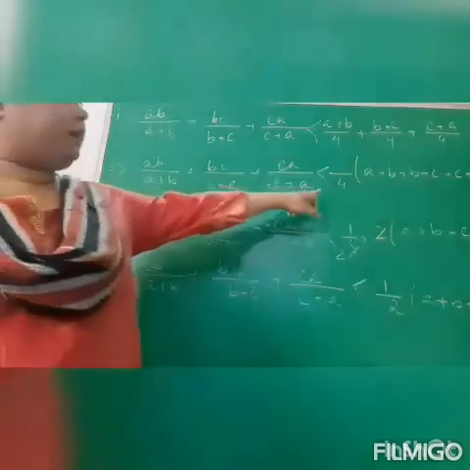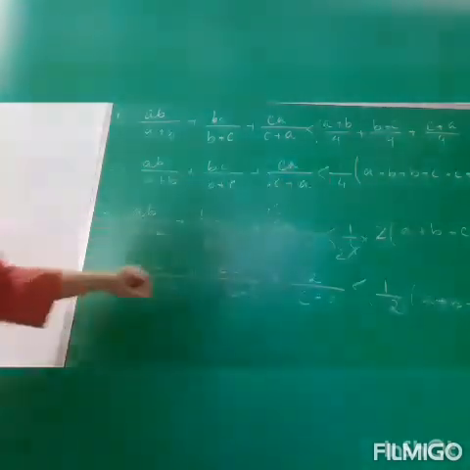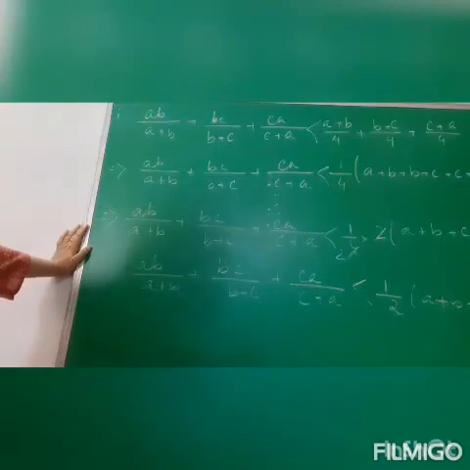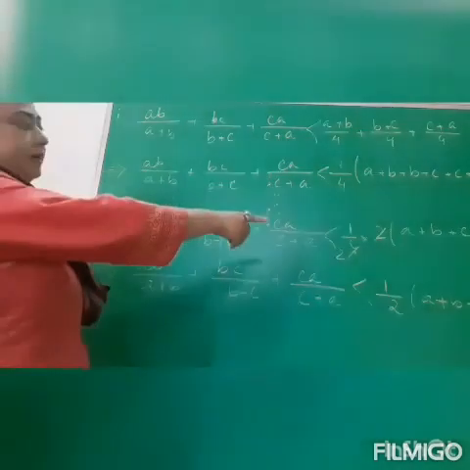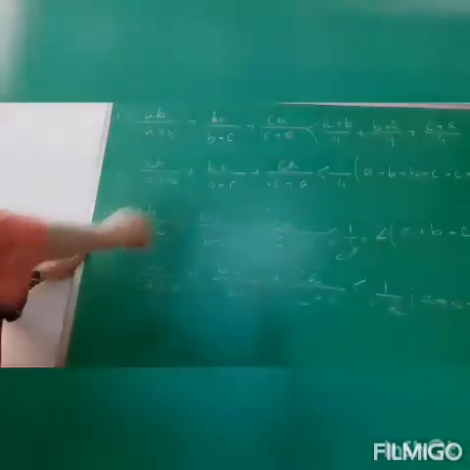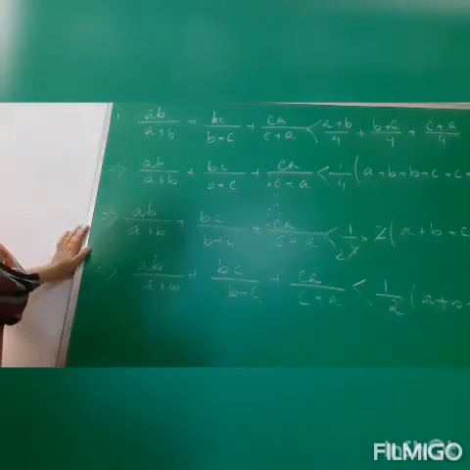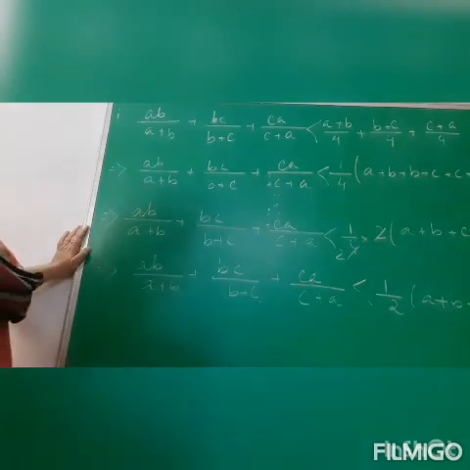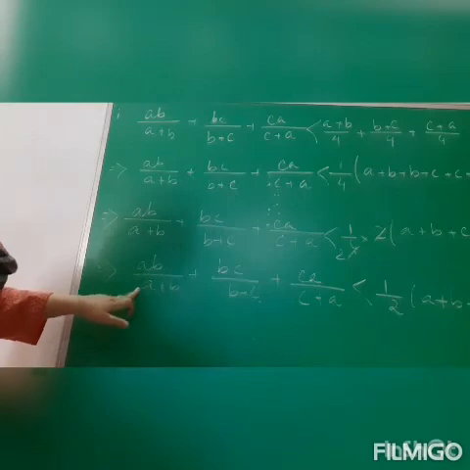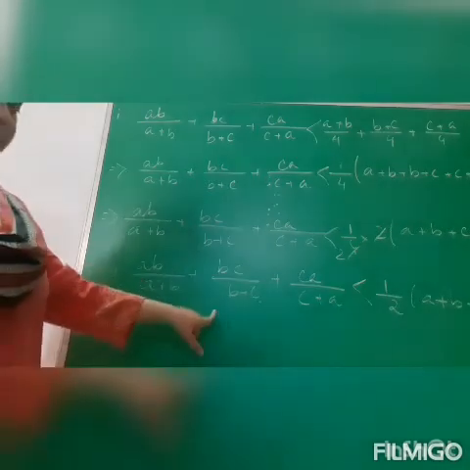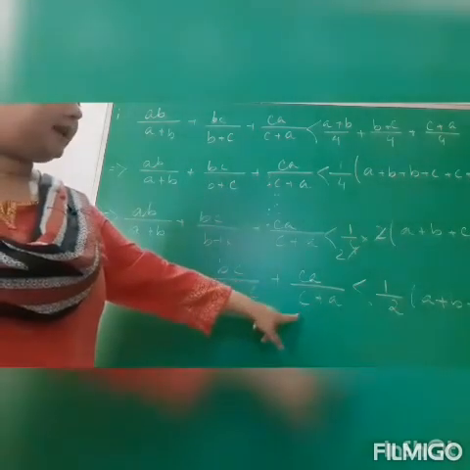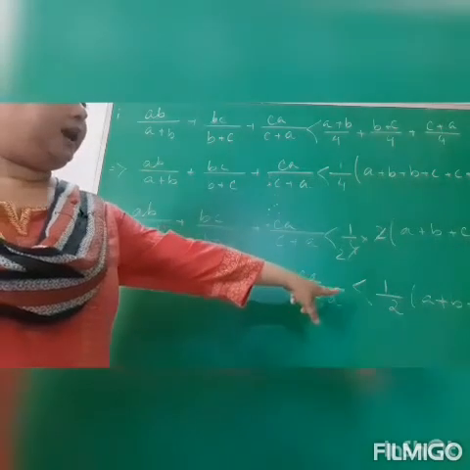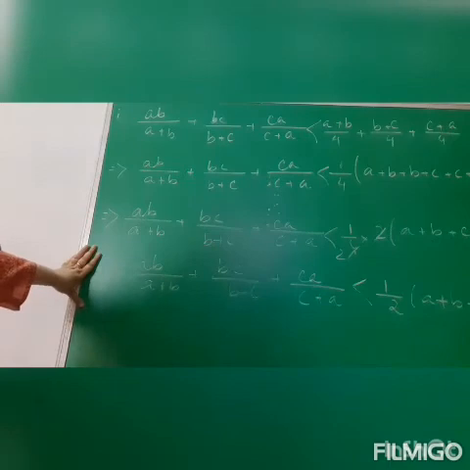Now 1 by 4 you take common, then you will get A plus B plus B plus C plus C plus A. So from here twice of A plus twice of B plus twice of C we will get. That means, take 2 common, then you will get A plus B plus C. Cancel this 4 into 2, you will get 2 here. So AB divided by (A plus B) plus BC divided by (B plus C) plus CA divided by (C plus A) is less than 1 by 2 of (A plus B plus C). This is what we need to prove.